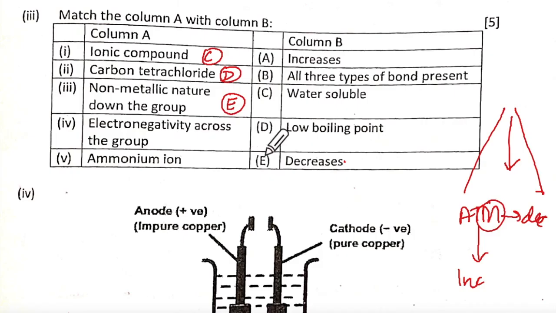Electronegativity across the group. Across the group, they made a mistake, right? Yes, ma'am. Across the period, electronegativity increases, and this way it decreases, because we didn't have the other option. We already finished E, so A it will be. The ammonium ion will have all three types of bonds present.